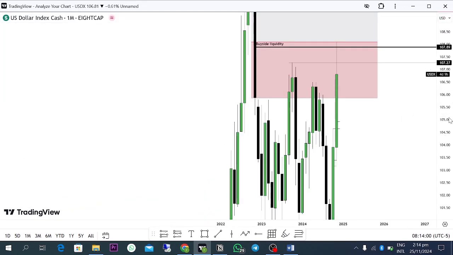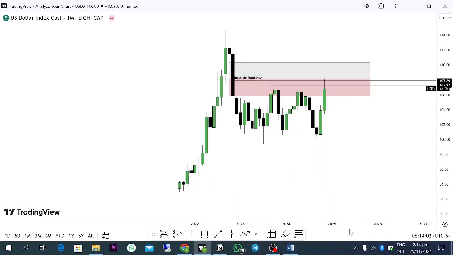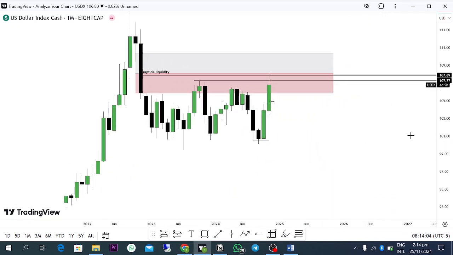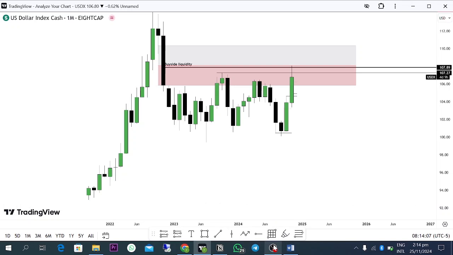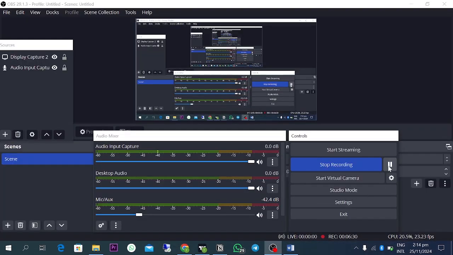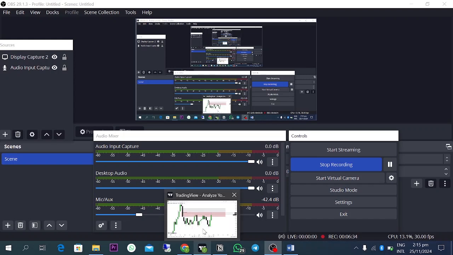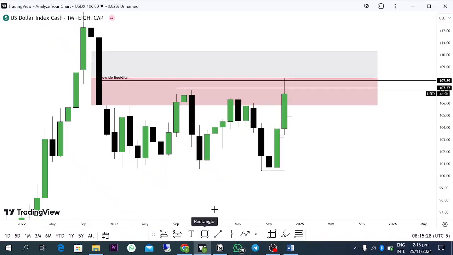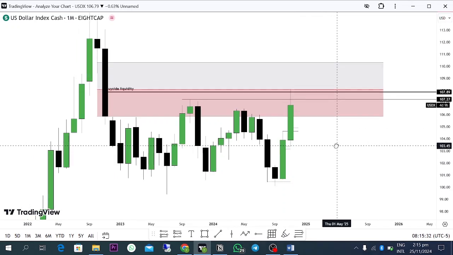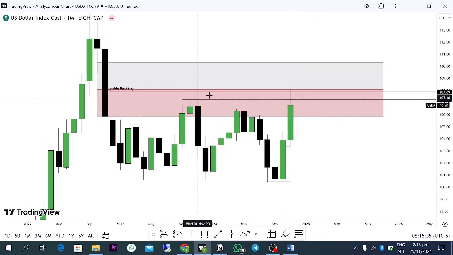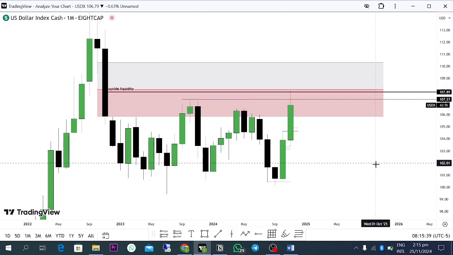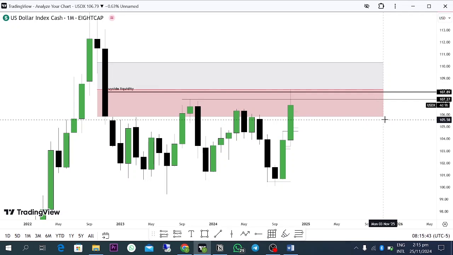Dollar index monthly. All right, welcome back. This is dollar index, the monthly chart. For last week, the objective was this high, the buy side above here, and also here. And see how nicely price traded towards that point.